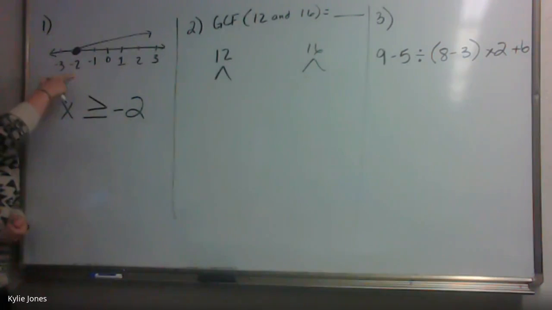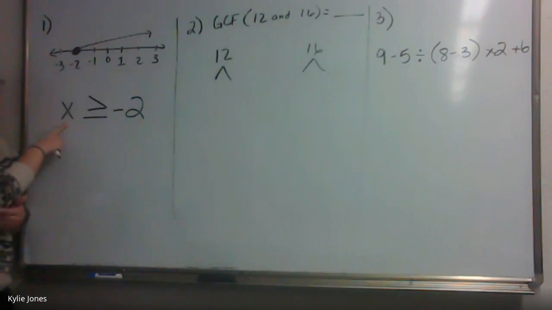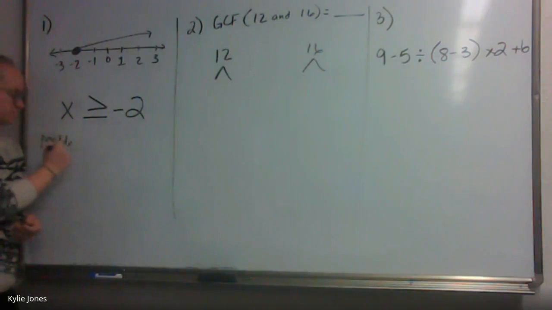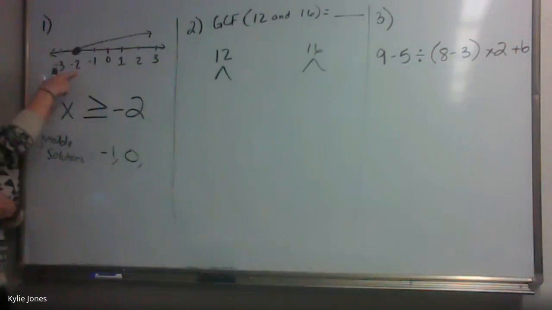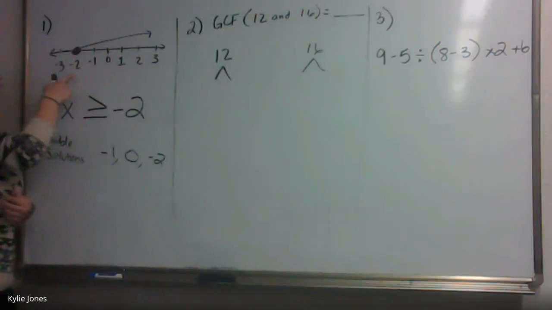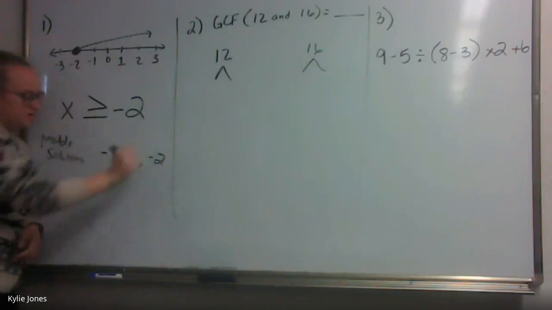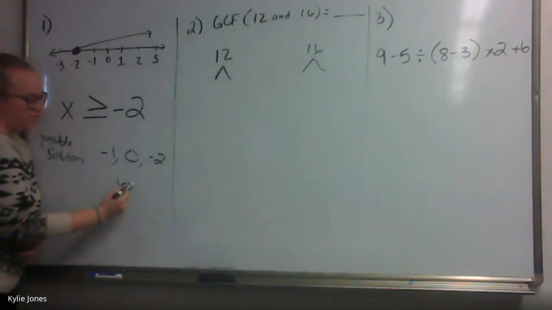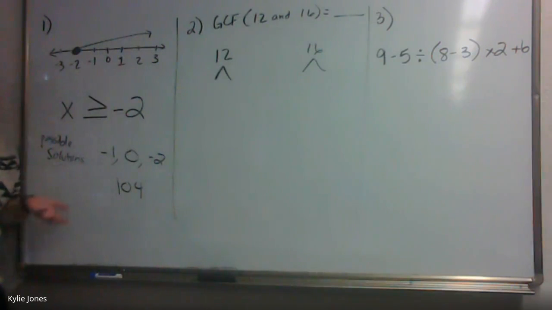So this graph is showing us that any number that you plug in for x needs to be greater than or equal to -2. So what are some possible solutions if we were to try this? What numbers would work for x? -1, 0, 1 works. I heard someone say -2. Why does -2 work as a solution? Because it's greater than or equal to. Good. It's the equal to part. You can be exactly equal to -2 or anything bigger. We could have 104. Any number that's bigger than -2.